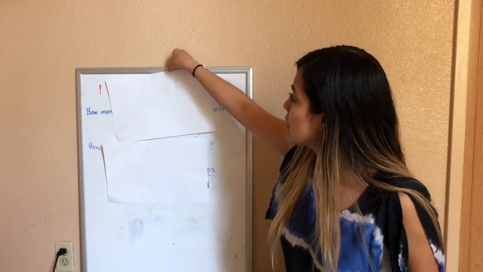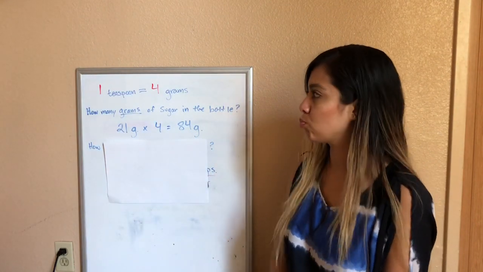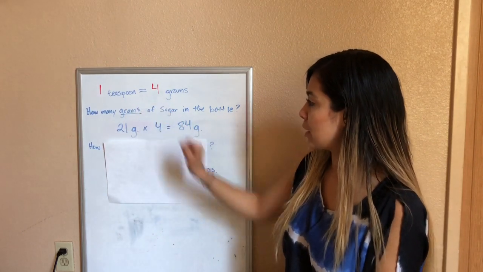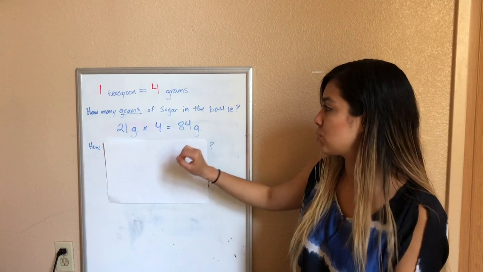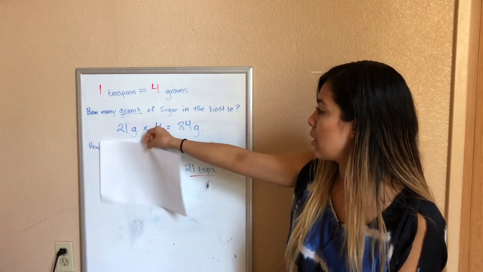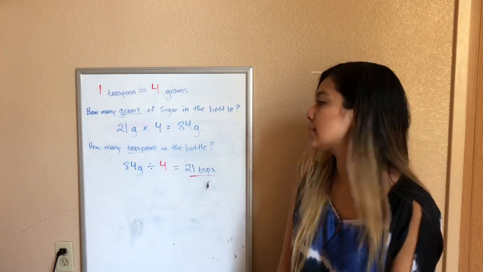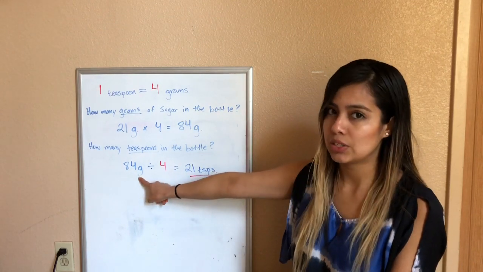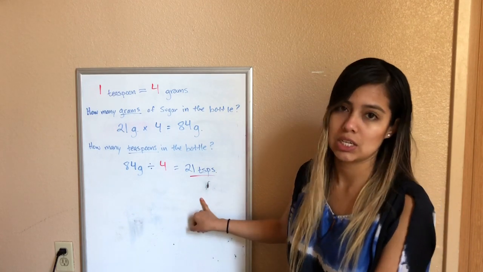So now we want to know how many teaspoons of sugar that is. So 1 teaspoon is equal to 4 grams. And like we said before, the container has 84 grams of sugar. So now we have to divide it by 4 to get the number of teaspoons. 84 grams in the container divided by 4 gives us 21 teaspoons of sugar in the container.